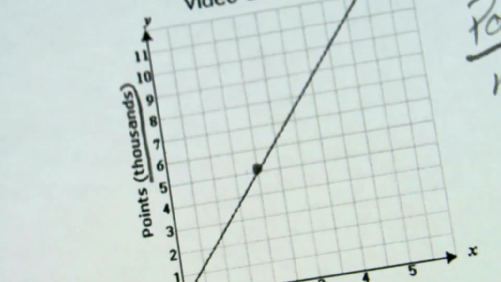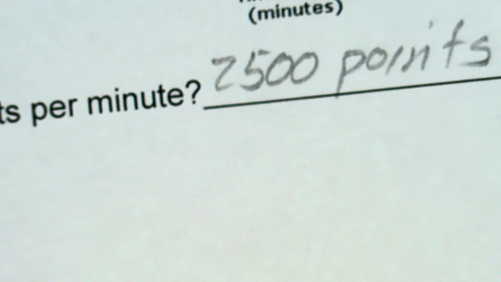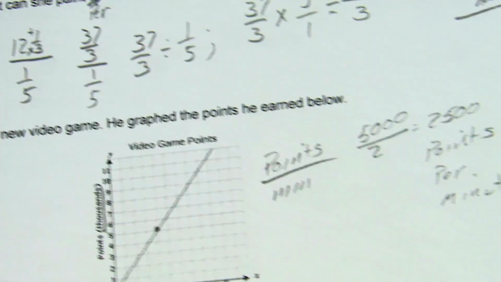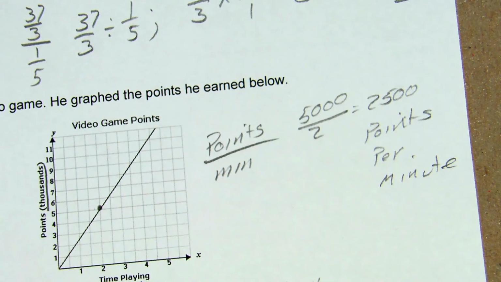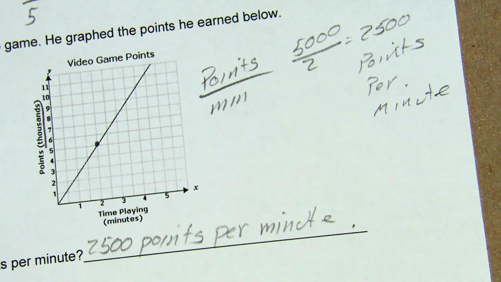So hopefully that helps. Boy, I need to zoom out. Holy smokes, I do that all the time. So let me just back up the truck here and we'll take another look at it. So I got my grid point. My grid point was 5,000 over 2. 5,000 over 2 reduces to 2,500. 2,500 points per minute. And I just wrote it in the block, in the space provided below.